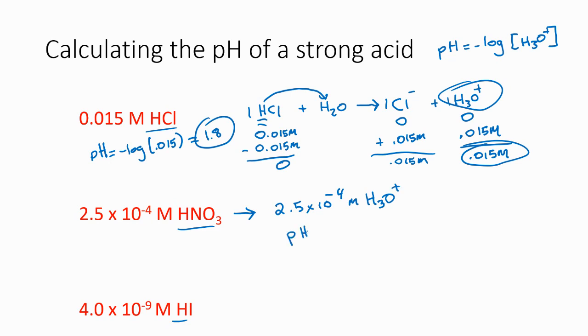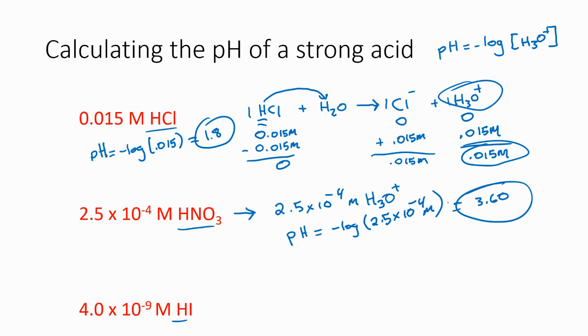So in this case with nitric acid, if I take the negative log of my initial concentration, 2.5 times 10 to the minus 4 molar H3O plus, that should give me my pH. Negative log 2.5 times 10 to the minus 4. I get 3.60. Much lower pH because of much lower starting concentration.